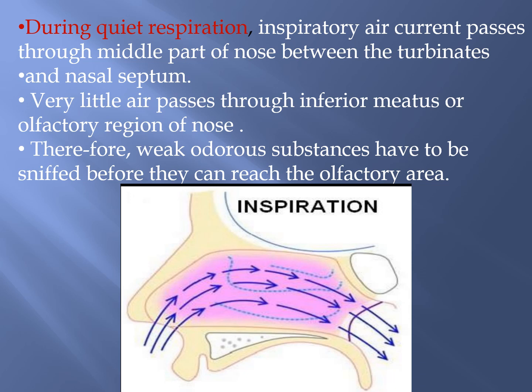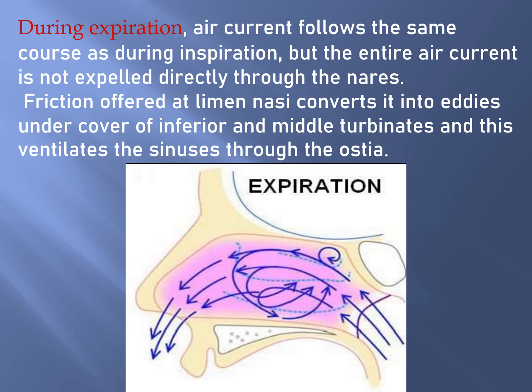During quiet respiration, inspiratory air current passes through the middle part of the nose between the turbinates and nasal septum. Very little air passes through the inferior meatus or olfactory region of nose. Therefore, weak odorous substances have to be sniffed before they can reach the olfactory area. During expiration, air current follows the same course as during inspiration, but the entire air current is not expelled directly through the nose. Friction offered at limen nasi converts it into eddies under cover of inferior and middle turbinates and ventilates the sinuses through the ostia.